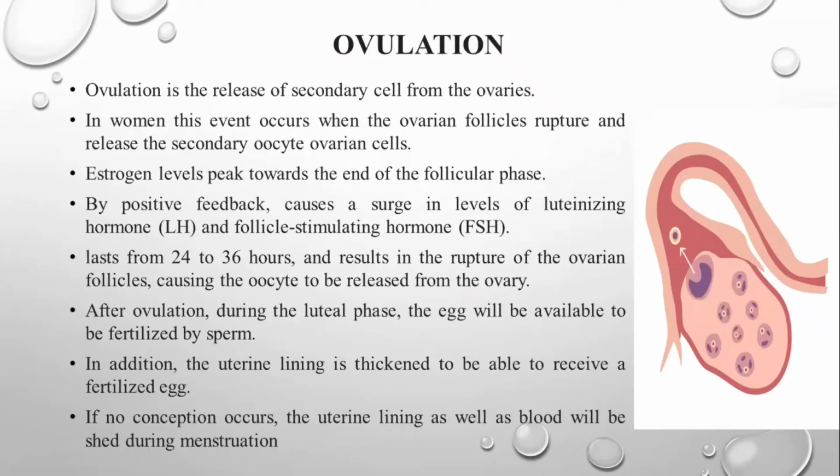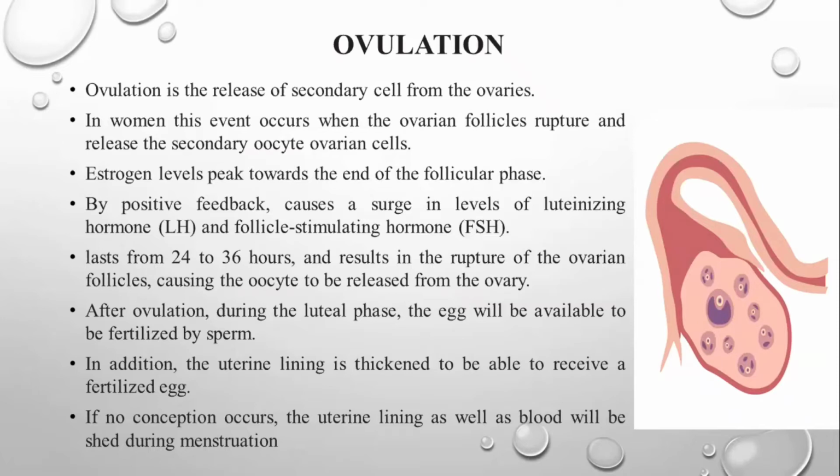As soon as the Graafian follicle releases the secondary oocyte into the fallopian tube, the follicle stimulating hormone and luteinizing hormone are again secreted by the pituitary gland, through a positive feedback mechanism, and another follicle starts developing for the next ovulation. It lasts from 24 to 36 hours and results in the rupture of the ovarian follicle, causing the oocyte to be released from the ovary.